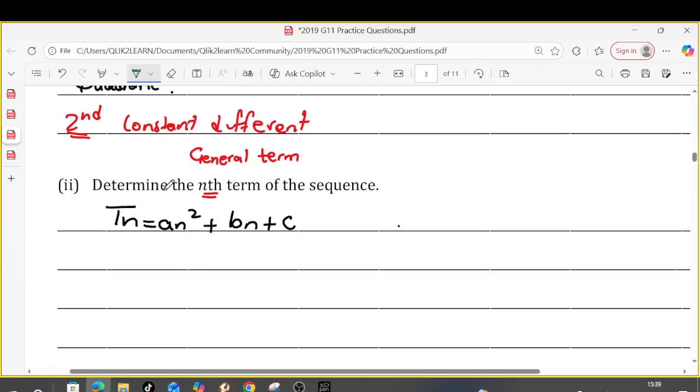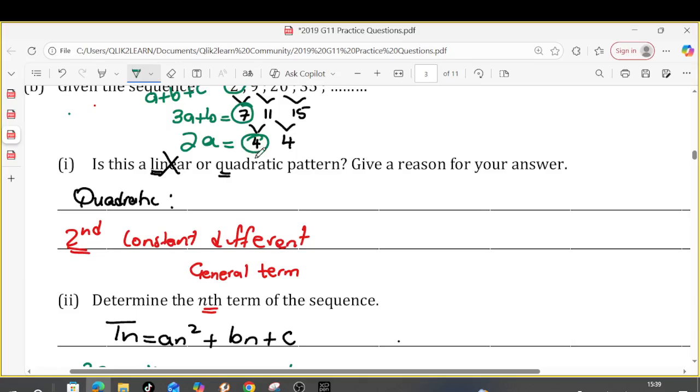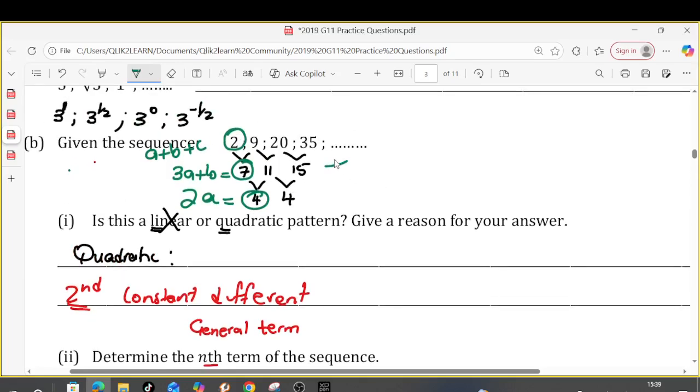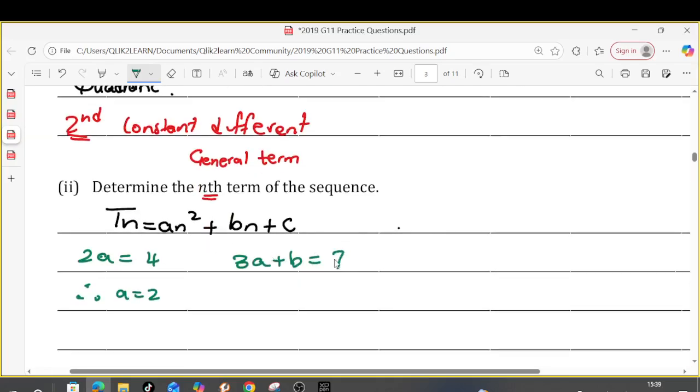Let's go and write everything down. We set 2a equal to the second difference, which is 4. Divide both sides by 2. What is the value of a? The value of a is just 2. Therefore, 3a plus b is equal to the first term of the first difference. Remember, this sequence here is your first difference. We equate it to 7, so 3a plus b is equal to 7.